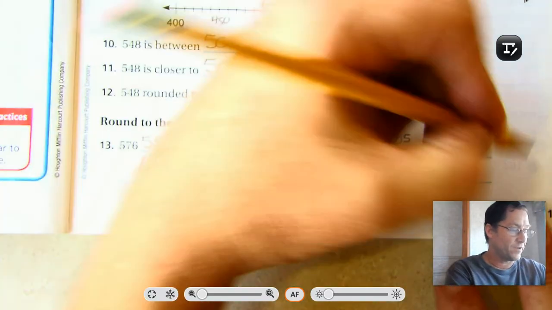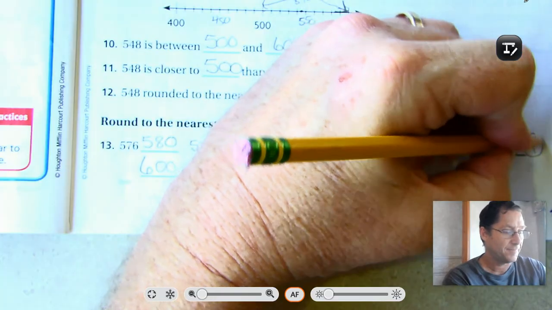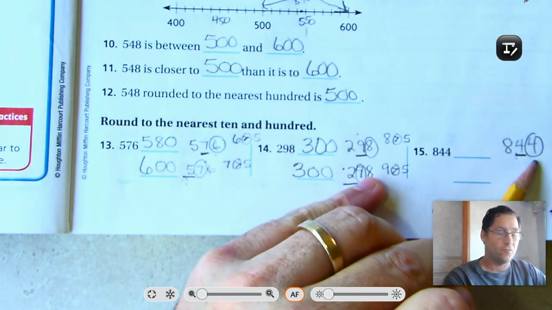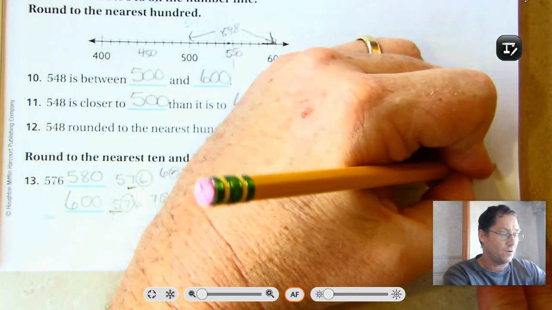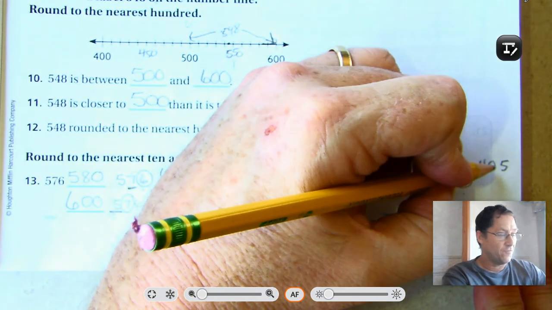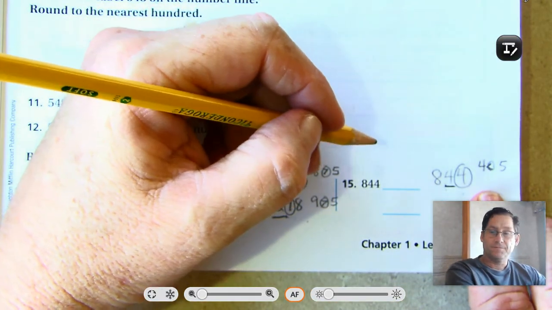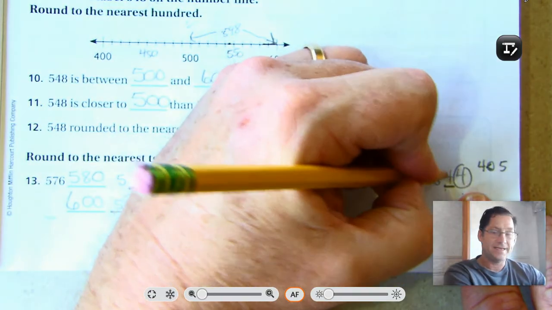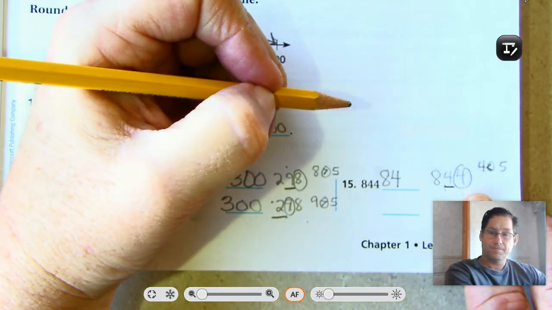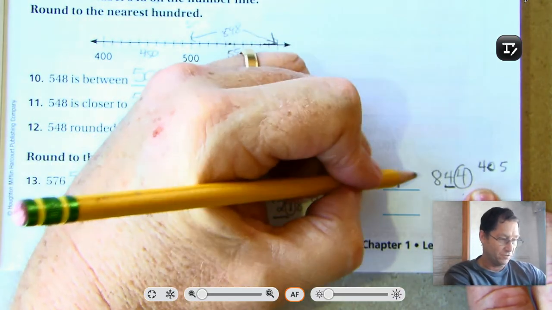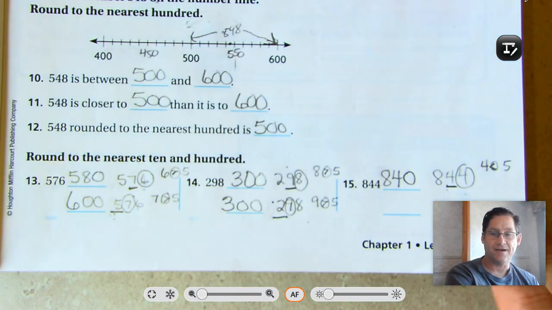Okay, 844. 844 to the nearest 10. We have 4 tens, 4 ones. We are now going to compare 4 to 5. And 4 is less than 5. So if the digit to the right is less, we're going to keep the rounding place the same. And we're going to change the digit in the ones place to 0. So 844 is closest to 840.